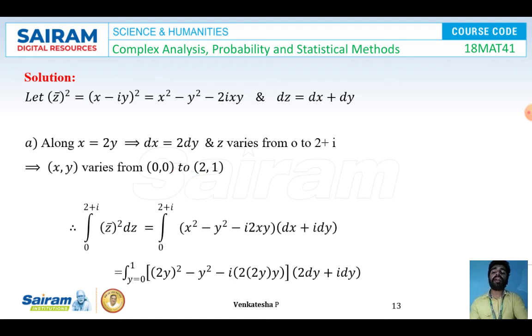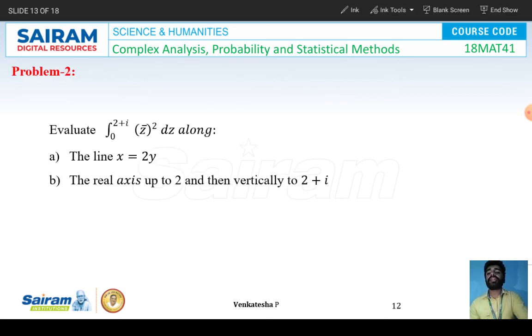Since I'm converting all the x variables in terms of y, we have to use only the y limit in the equation. Take the equation first: the integral between 0 to 2 + i of (z̄)² dz becomes the integral of (x² - y² - i·2xy)(dx + i dy). I'm replacing x = 2y. So we are converting all x variables in terms of y, and we have to use only the y limit. According to this, the limit for y varies from 0 to 1, so I'm taking that here: the integral with y varying from 0 to 1.